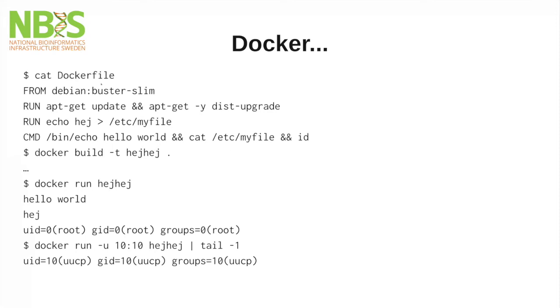And we have to build a container. We have a Dockerfile that instructs Docker build how to do it. And we tell it FROM, so we base our image on something. Here we start with Debian Buster Slim. Then we run some commands to do stuff, we upgrade and update, and we create a file. These are two different layers that will be added. And we instruct Docker that when we run the container, it should say hello world.